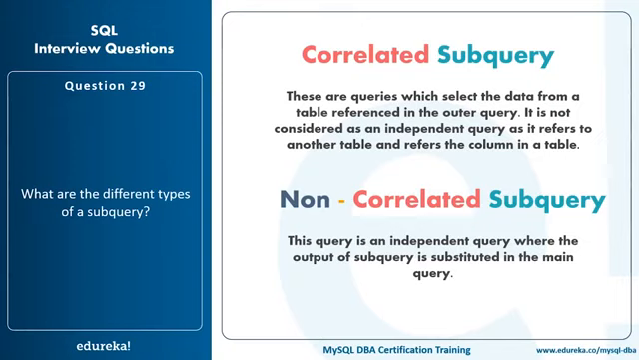So you'll have to understand the difference between both of them. If you do not understand by definition, you can definitely go and execute the commands, write the 2 different types of queries in your SQL, and you'll get to know what I'm talking about. Basically, in a non-correlated type of subquery, the output of the subquery will be substituted into the main query. And in a correlated type of subquery, the queries select the data from a reference table in the outer query.